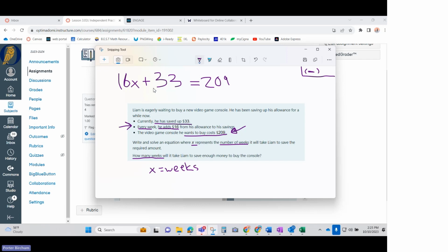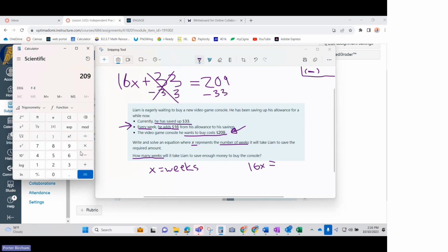All right, let's solve this equation now that we have it built. Minus 33 from both sides. This is a backwards problem, so we are solving it with the opposite order of operations. We're starting with subtraction or addition, and then the multiplication and division. And we're using inverse operations to move numbers from one side to the other. So this turns into 16x equals, what's 209 minus 33? 176.